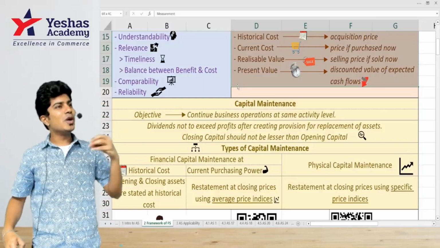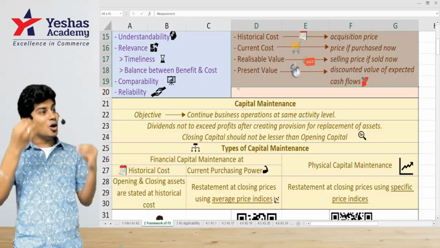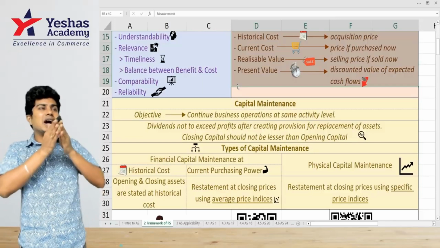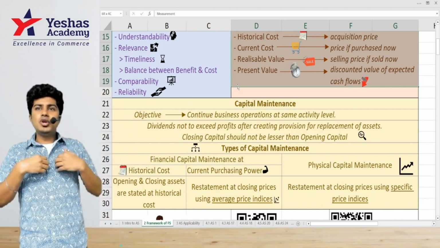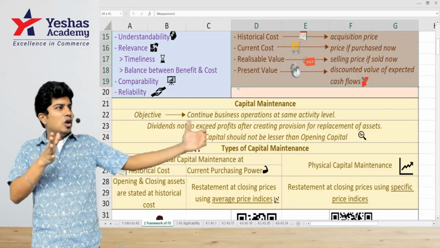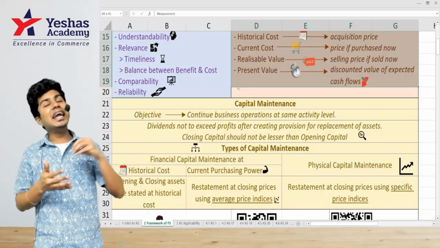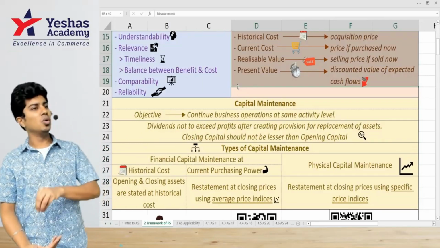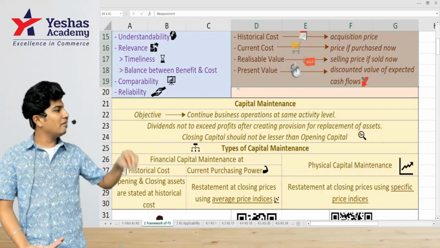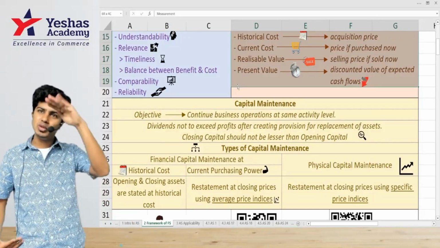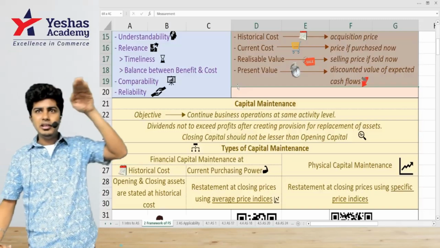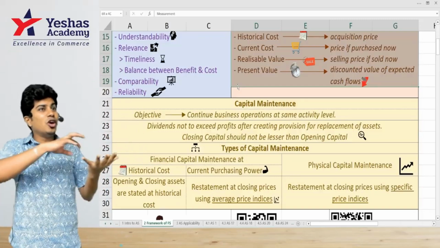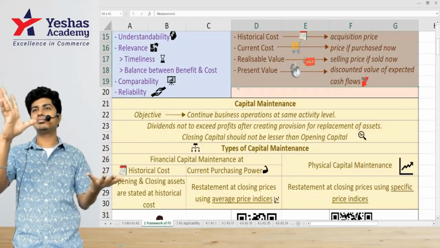Are you getting it? So as an entity, my objective is to continue the business for a long period of time. If I have to continue my business for a long period of time, I need to have the going concern concept. To have the going concern concept, my capital has to be maintained. Capital should not come down. I should not withdraw more than what I earn.